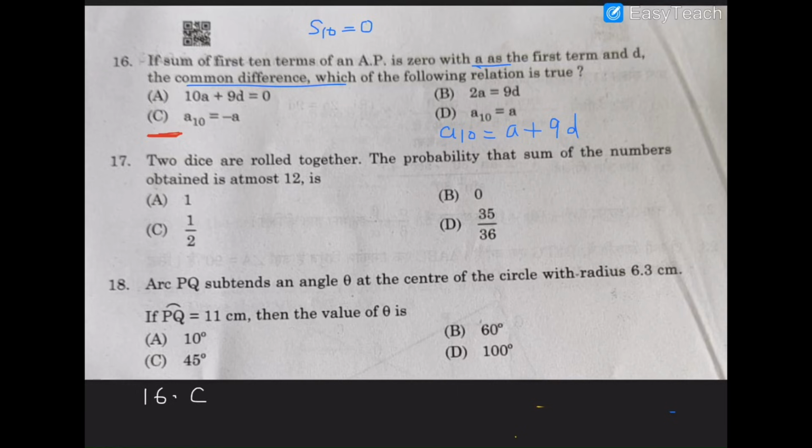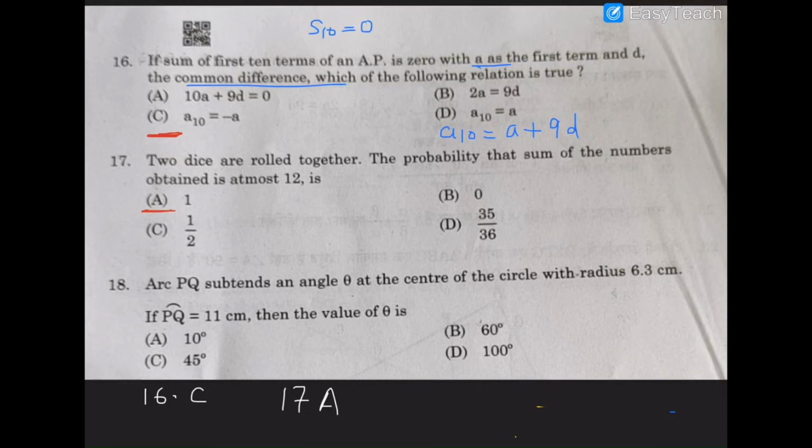Two dice are rolled together. The probability that the sum of the numbers obtained is at most 12. At most 12 means 0 is possible, 1 is possible, 2, 3, 4, all numbers are possible. So it is 36 by 36. So the 17th, A option is correct. So the 17th answer is A.